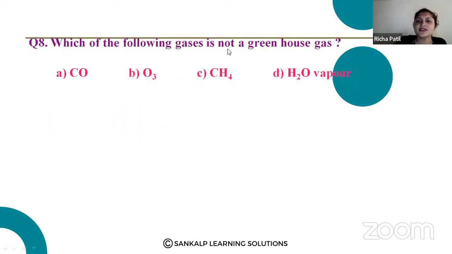Which of the following gases is not a greenhouse gas? Option D, ma'am. Water vapor is a part of the greenhouse. Water vapor, methane, O3 are all greenhouse gases, and carbon dioxide is a greenhouse gas. Carbon monoxide is not a greenhouse gas. Okay, so it is A. A is the answer. Water vapor is a greenhouse gas.